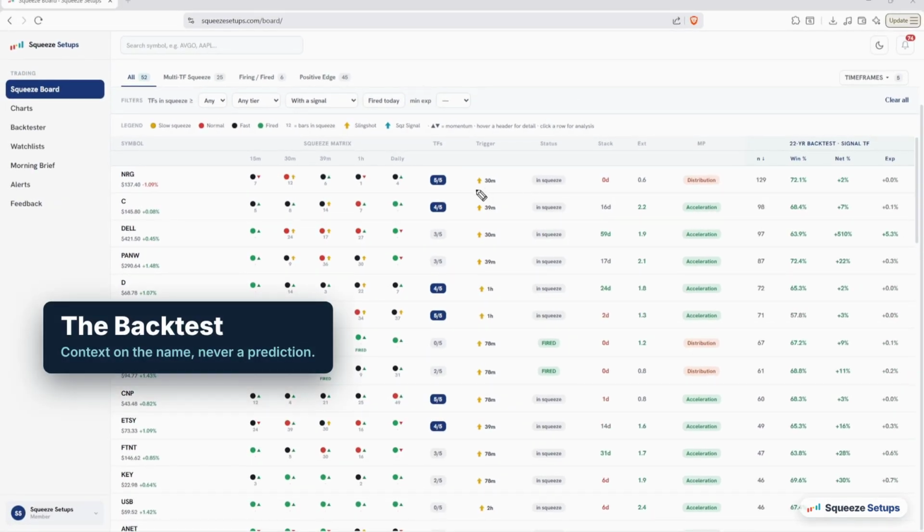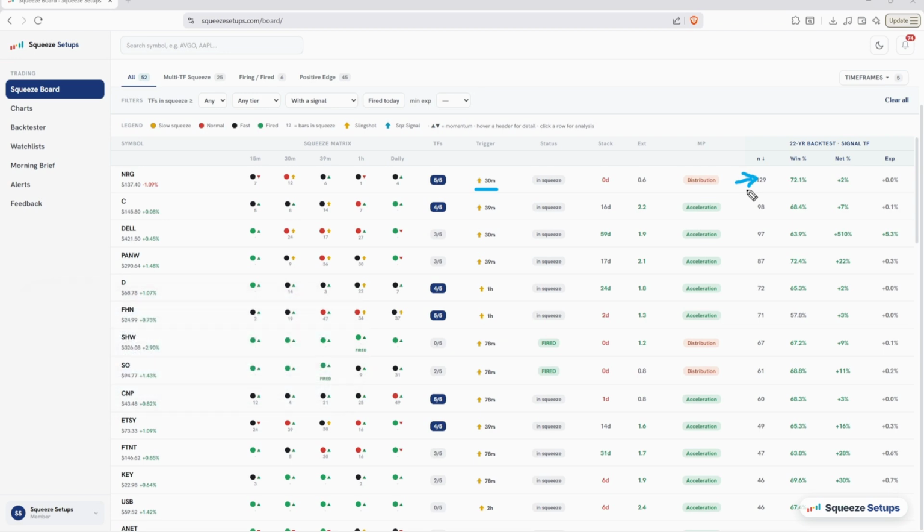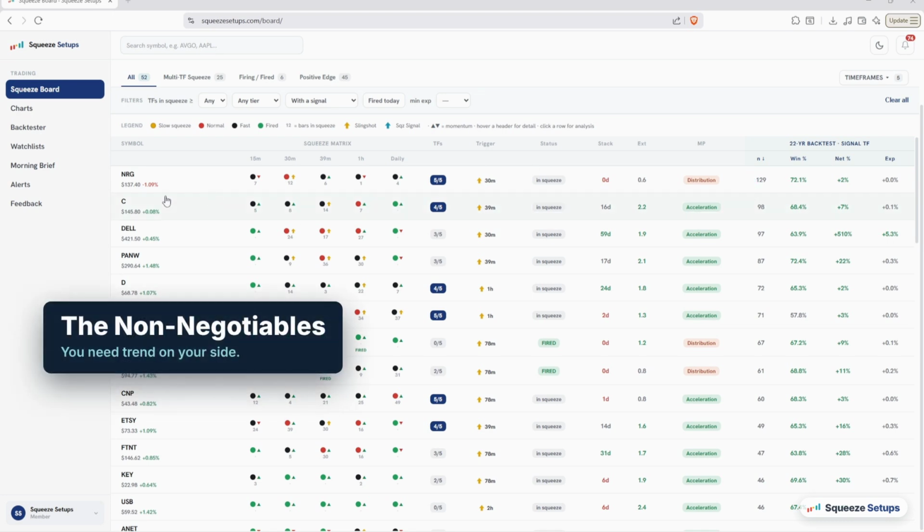Not only do we identify those moments, but we also backtest what has happened in these exact moments historically in the past. Now, we don't use this backtest to help predict what's likely to happen in the future. We use it to build more context around the setup and understand this particular stock, ETF, or whatever it may be's personality and tendencies so we can make smarter, more informed decisions.